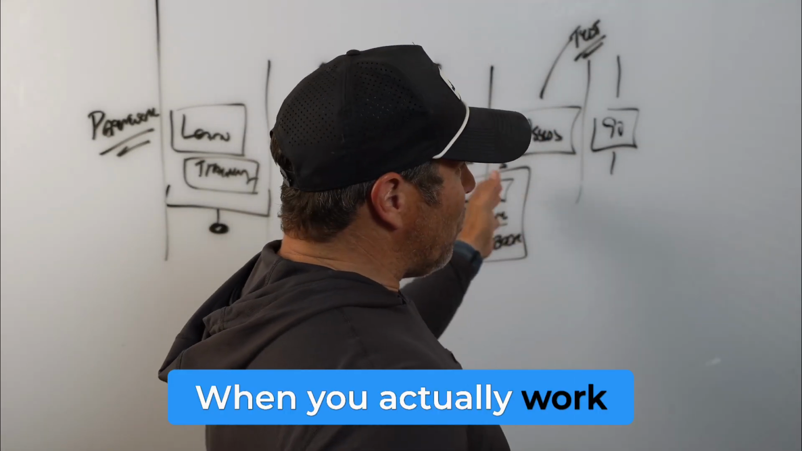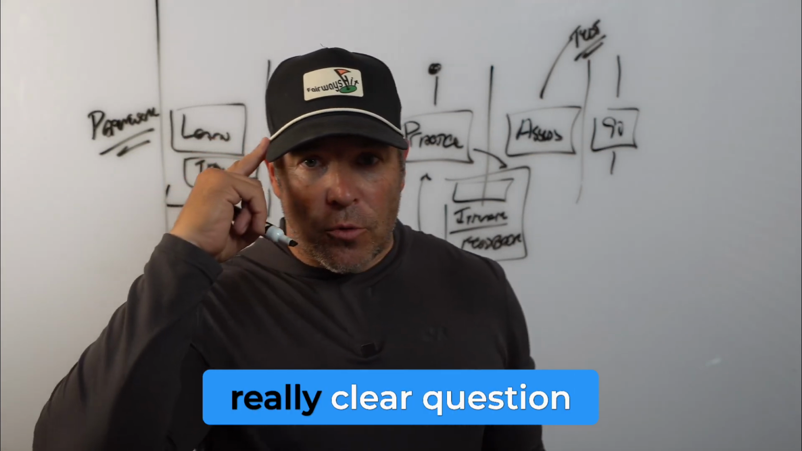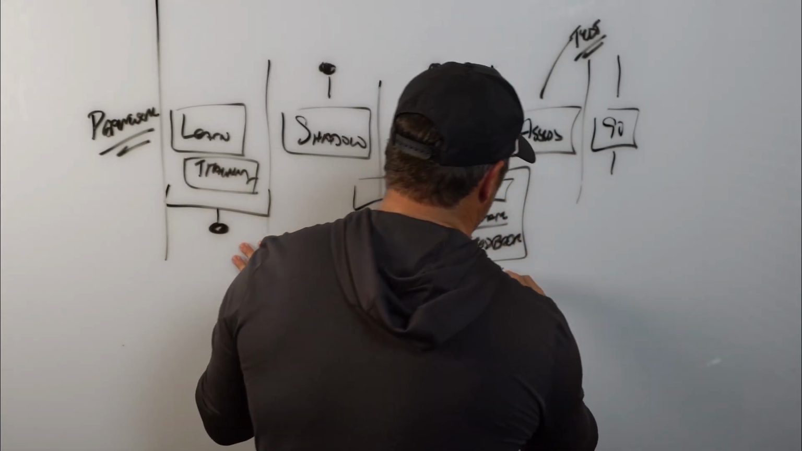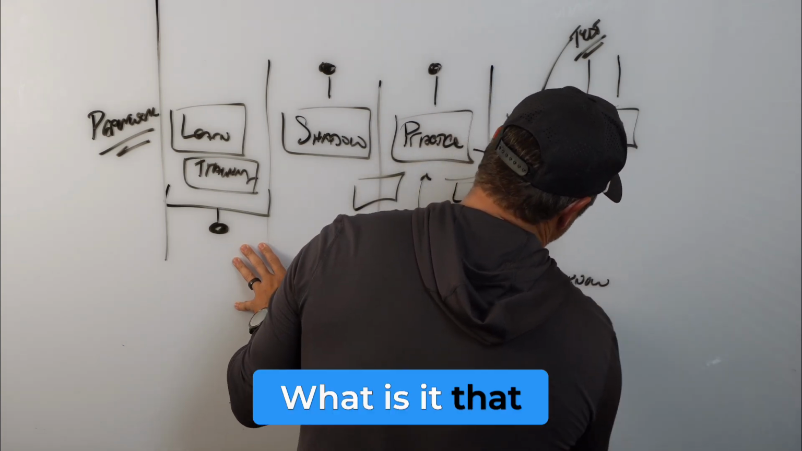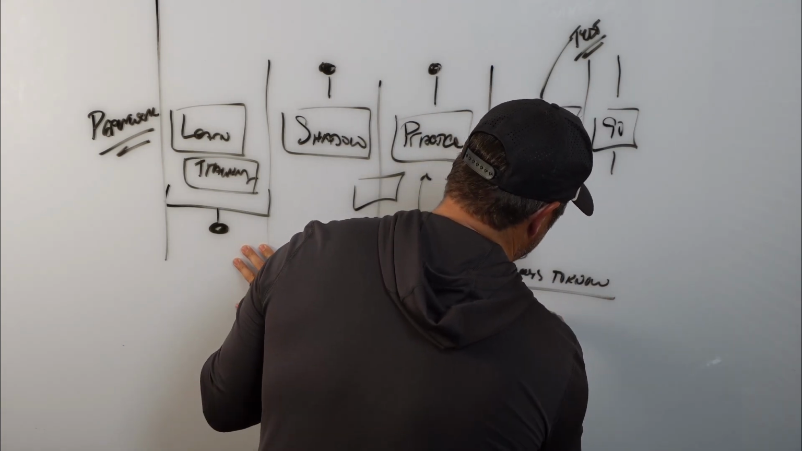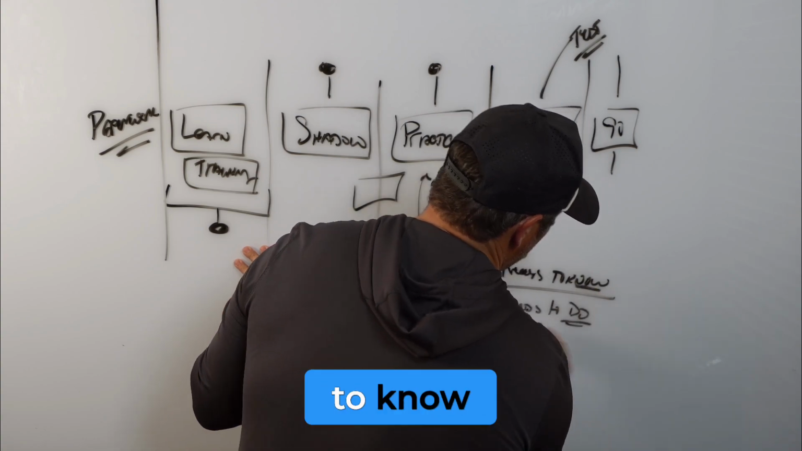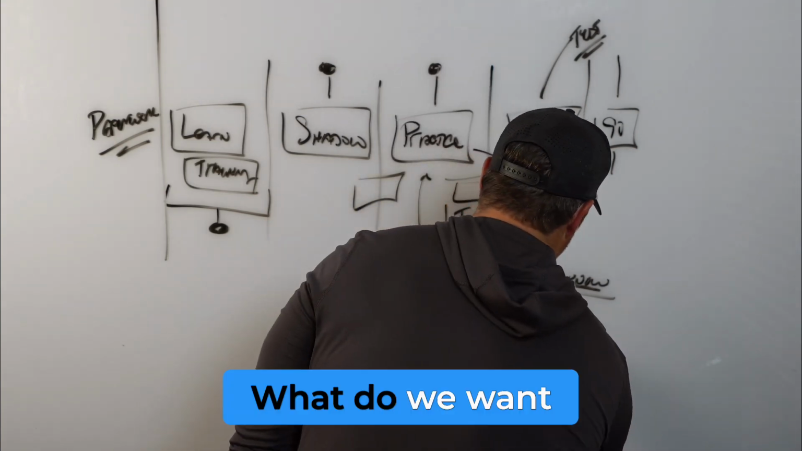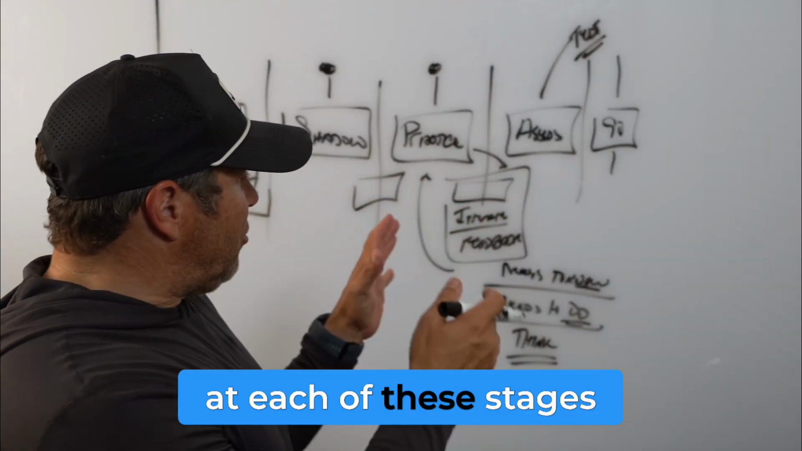When you actually work from the end and work backward, you can answer a really clear question. What is it that someone specifically needs to know? What is it that someone specifically needs to do? What do they need to know? What do they need to do? How do they need to think? What do we want them to think? At each of these stages.